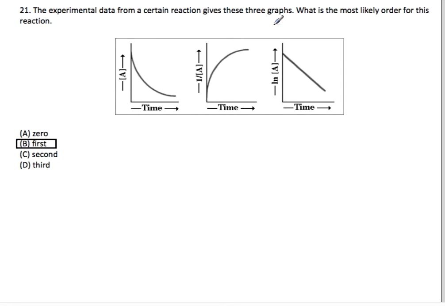Experimental data from a reaction gives these three graphs. Which is the most likely order for this reaction? Well, I know time's going to be on the bottom. What I do is I look at what's on the y. It's the natural log of A. Got a negative slope with a straight line. That tells me it's a first order reaction.